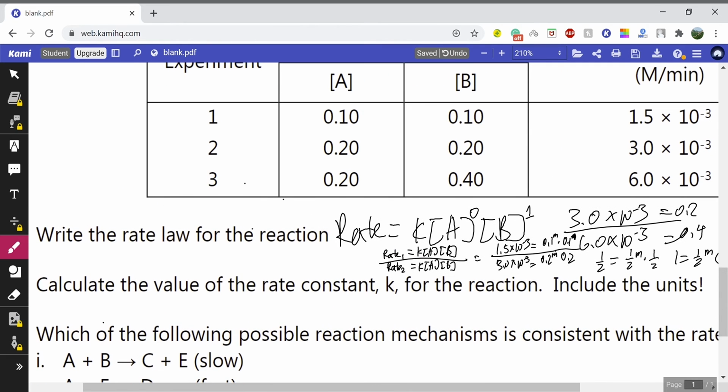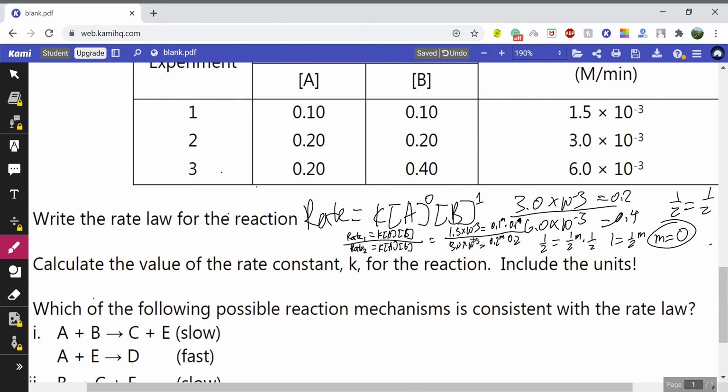Find the rate constant k. Alright, perfect. We just use the rate law we just found. Let's use experiment 1. 1.5 times 10 to the negative 3 is equal to k times anything to the 0th power of 1, so we can basically ignore it, times b, which is 0.1. So we just have to do 1.5 times 10 to the negative 3 divided by 0.1, which is 0.015.